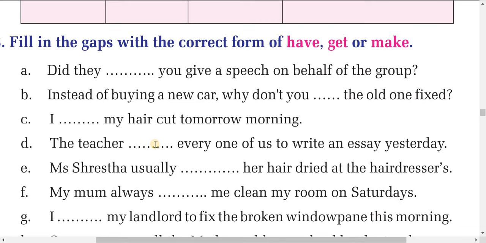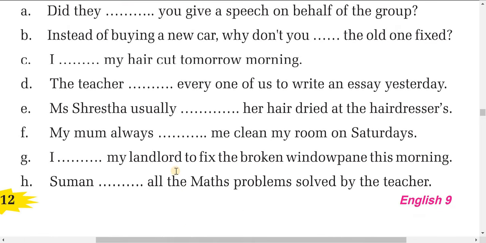The teacher, here write down, got every one of us to write. Write "got", G-O-T, got. Your D, got. Miss Shrestha usually has her hair dried at the hairdresser. Has or gets. Okay. Now, my mom always makes me clean my room on Saturdays. Makes, write down here, makes.